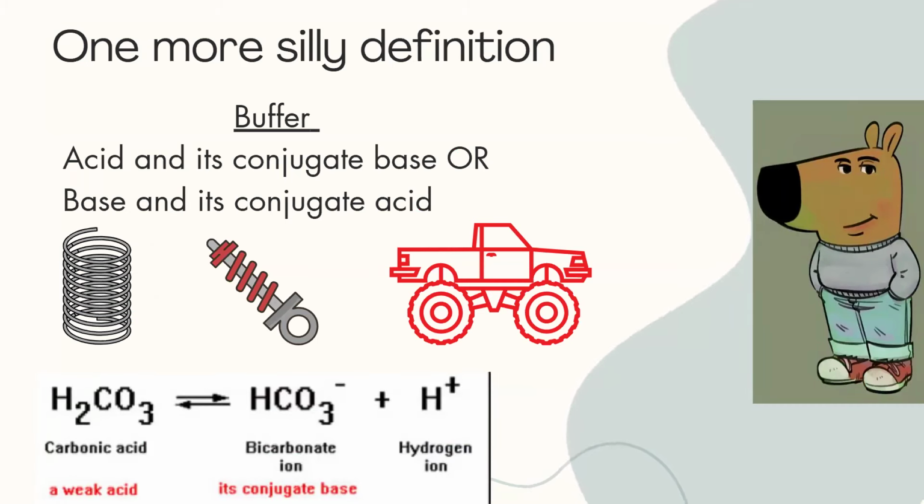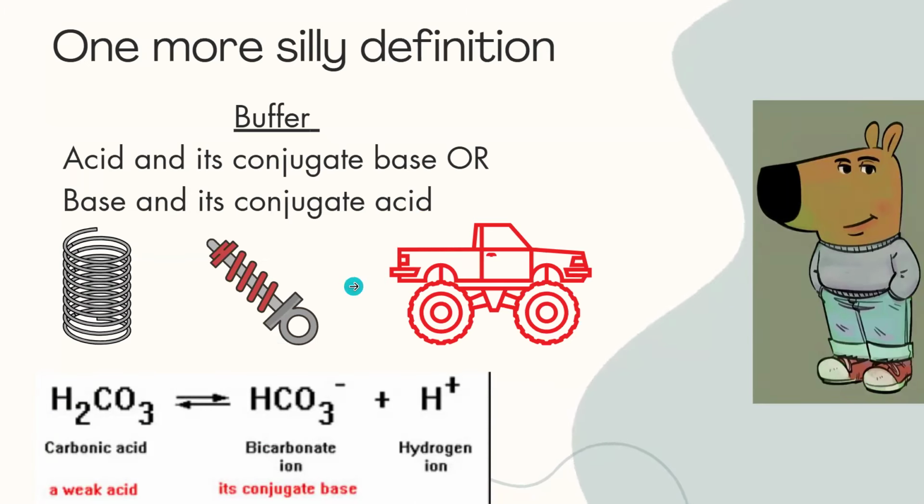That's exactly what a buffer is doing. A buffer is going to absorb the shock of a system. What shock are we talking about specifically? We mean the pH shock, the pH change. If you suddenly add a bunch of acid or a bunch of base to a solution, we don't want that pH to change. We want a smooth ride. We want to keep it stable and balanced. And that's what a buffer does. A buffer is going to stabilize and balance and absorb the shock to the system.